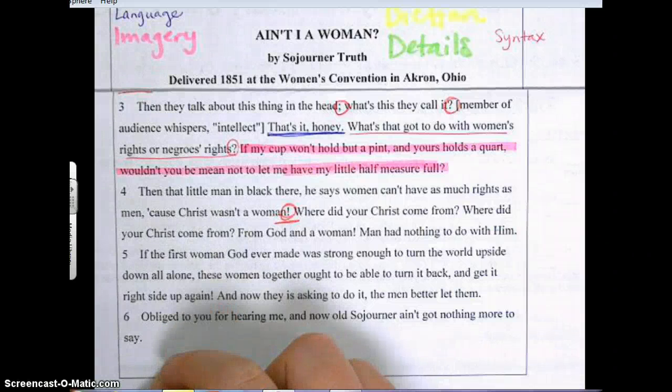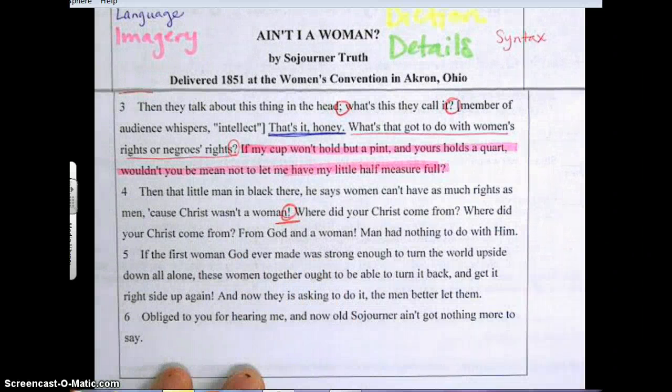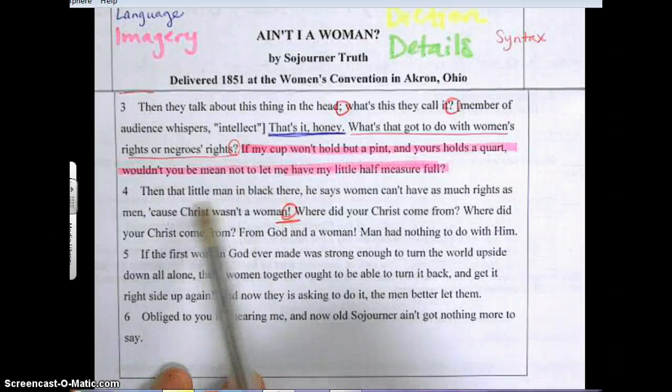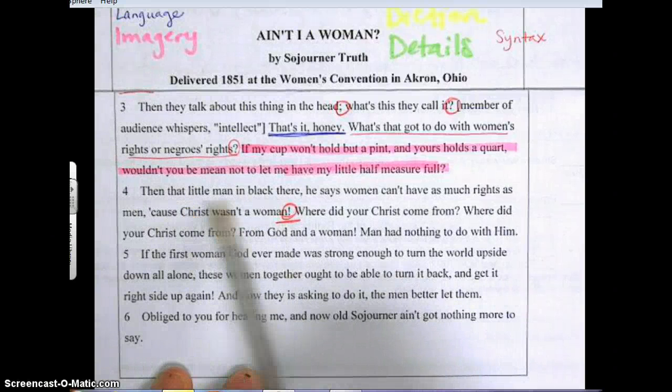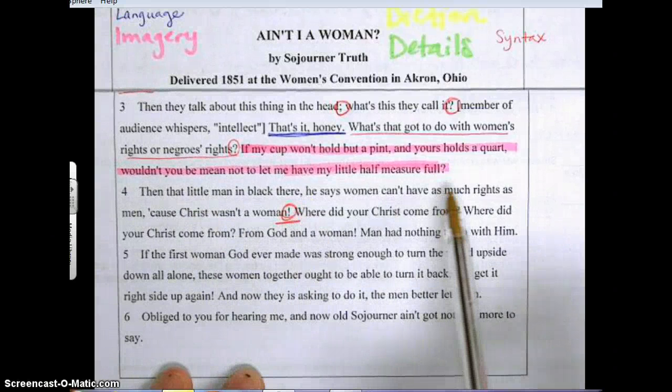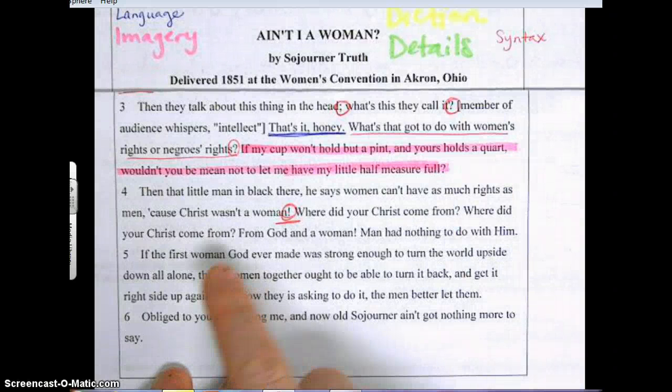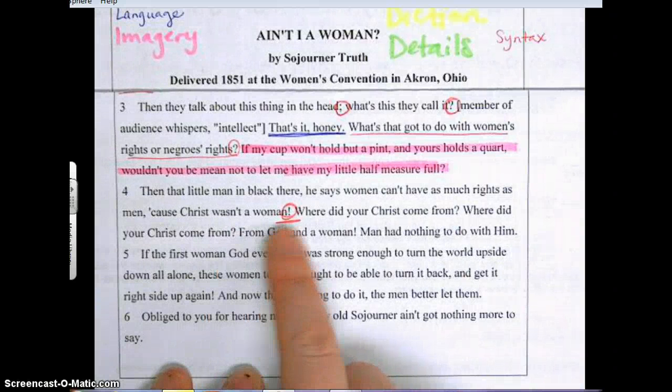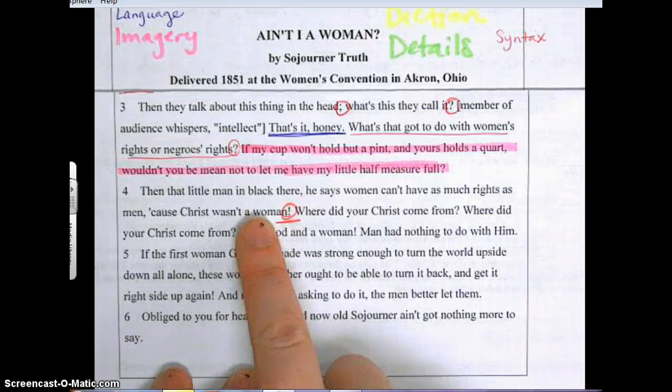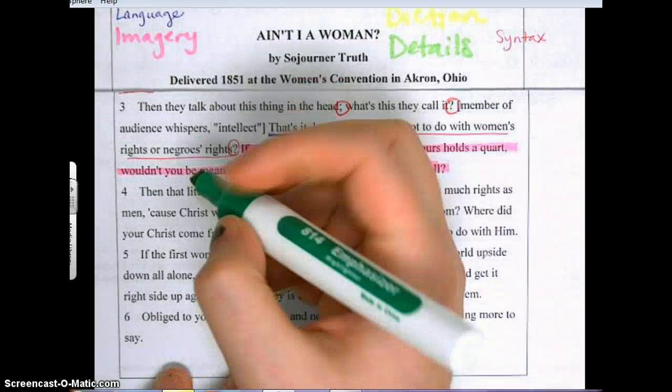"That little man in black there." I think that she's probably making a reference. I'm going to assume that that's some religious person, a reverend, a priest, a minister. So, we are here. "Christ wasn't a woman." Let's say that's a detail.